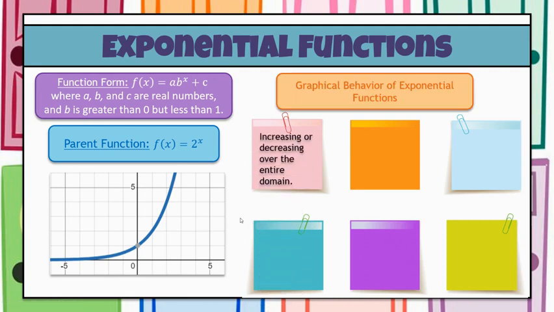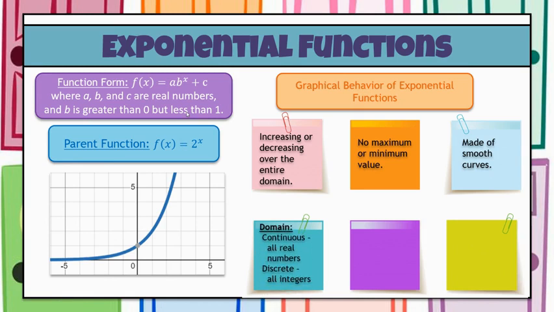So it's the same thing as linear. It's increasing or decreasing over the entire domain. There is no maximum or minimum because it's either going to go forever up or it's going to go forever down. It's eventually going to come straight down, or it's going to go straight up. It's made of smooth curves. On a continuous graph, the domain will be all real numbers because it will go forever left and forever right. Discrete will be all integers.